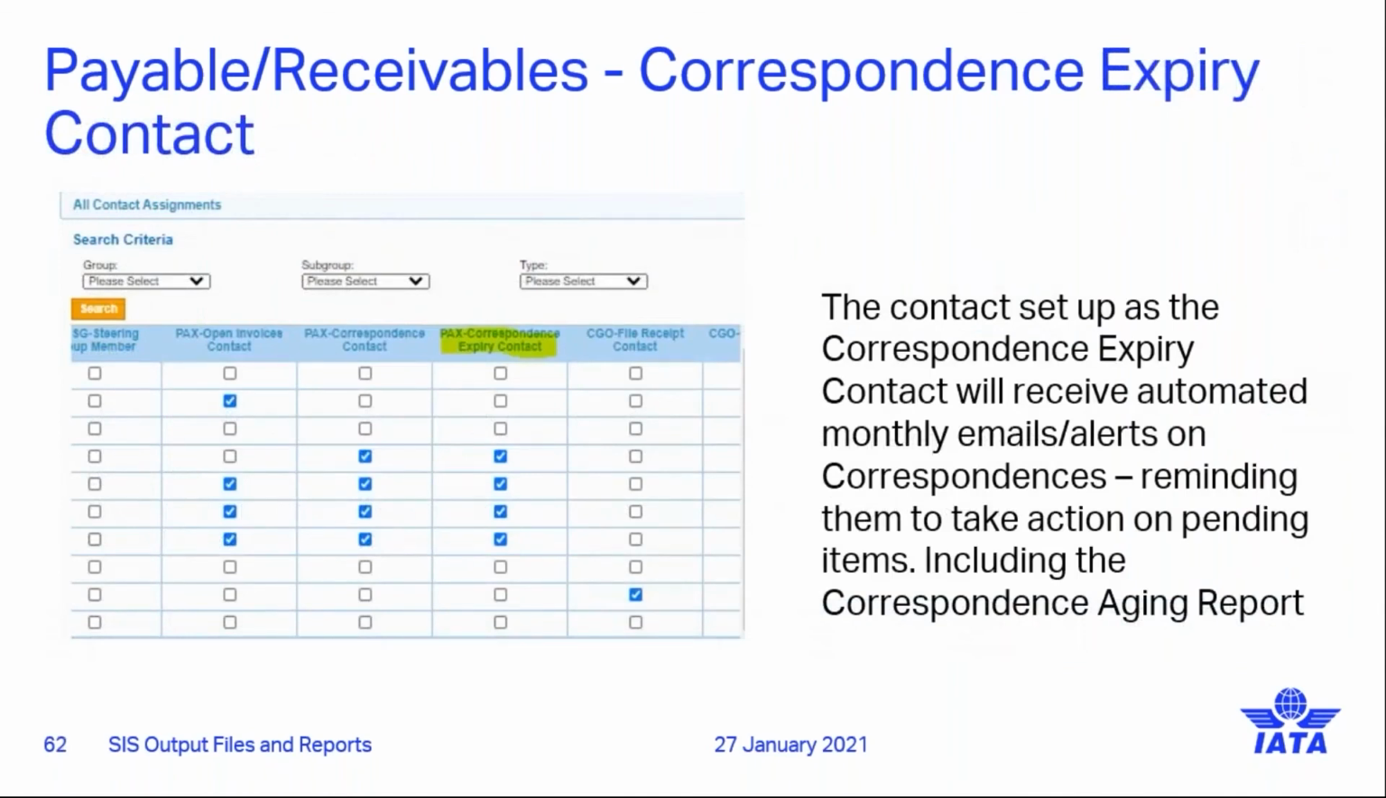Reminding everyone of the previous webinar, we took a look at contacts and users. In the contacts, there is a particular contact we went over, which is the correspondence expiry contact. Those who are set up as this contact will receive automated monthly emails and alerts on correspondences, reminding them to take action on pending items, though it also includes the correspondence aging report.